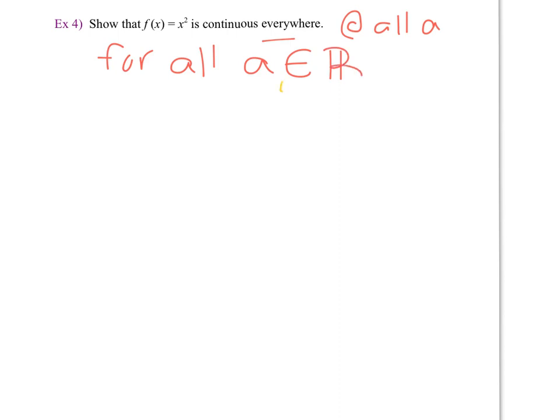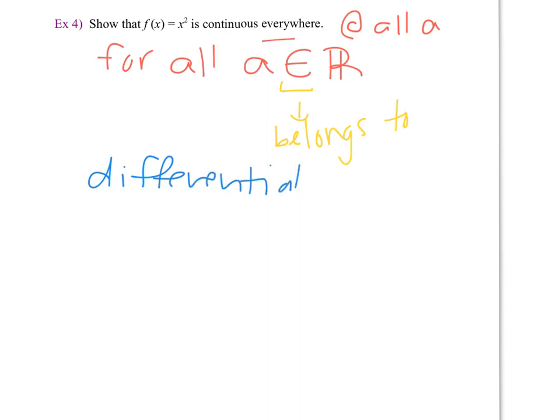So if you haven't seen this epsilon notation, this means belongs to, which would be impossible to prove by every value. There's an infinite number of a values, so we can't just go ahead and test 0 and 1 and 2 and 3. There's got to be a way to prove it all at once. So what we do know is that if something is differentiable, then if we can prove it's differentiable, by default, it will be continuous.